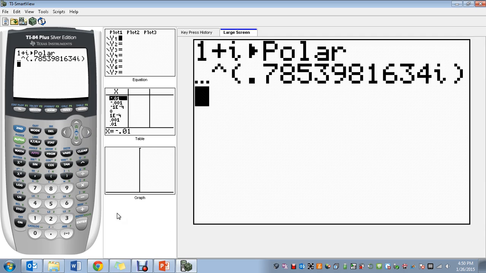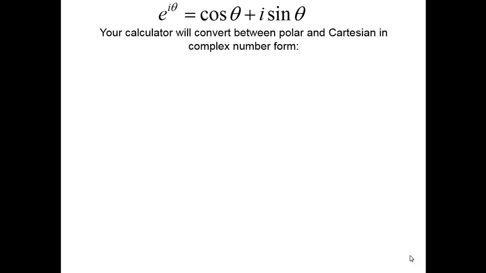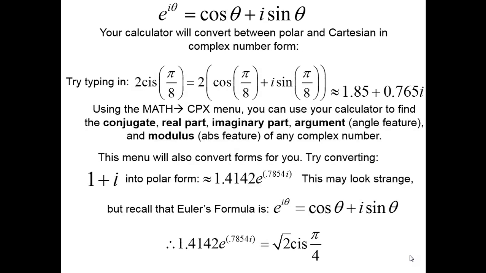And remember, what did we say that was? e to the i theta is cis of theta. So here's that same example. We've got 1 plus i, and it gave me this approximately in the calculator. So knowing Euler's formula, that's really this. 1.414 is approximately the square root of 2, and 0.7854 is approximately pi over 4. All right, so play around with your calculator a bit, get used to some of those features. They can be kind of helpful.